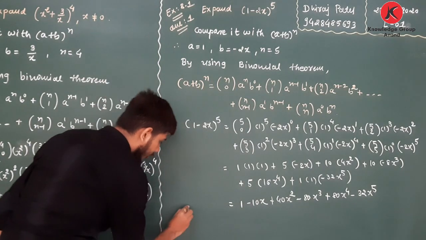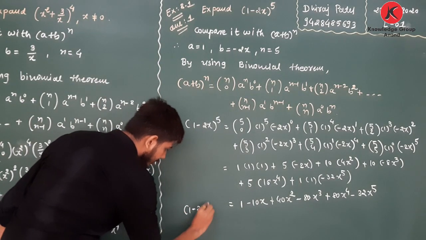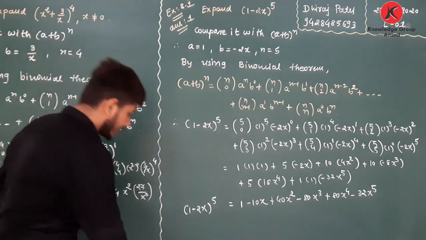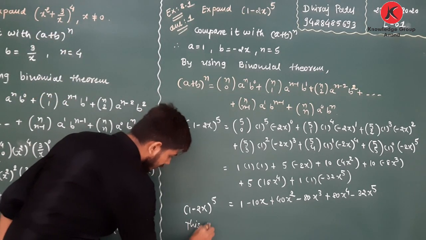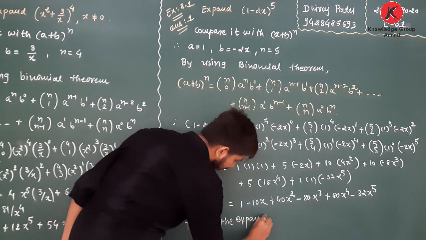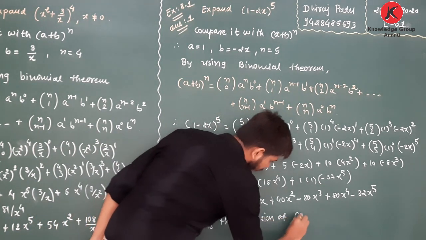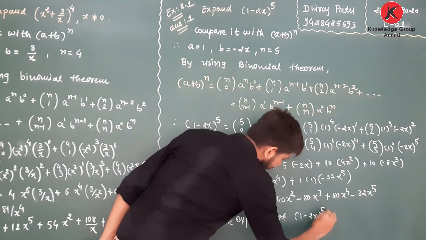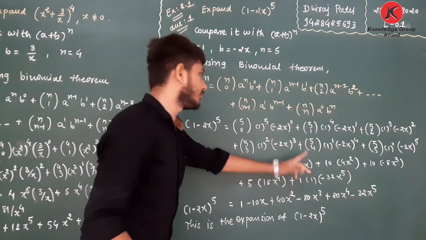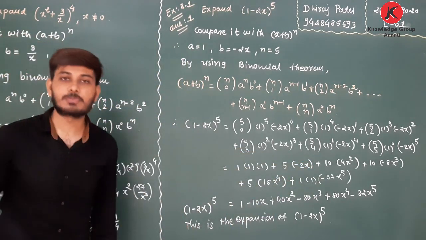This is your expansion of (1 minus 2x) raised to 5. In this way, by using the binomial theorem we can calculate any expansion.